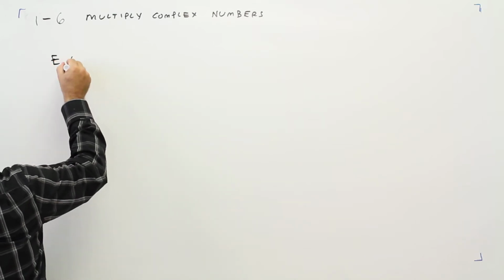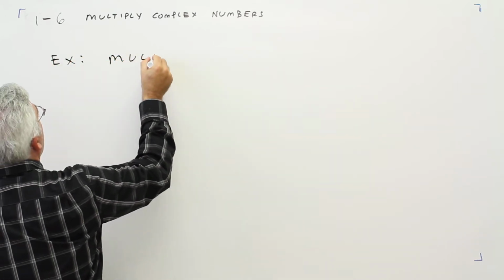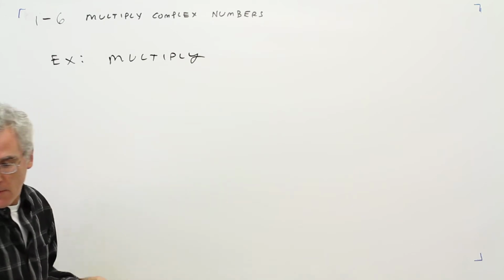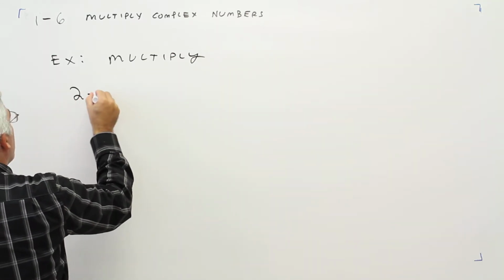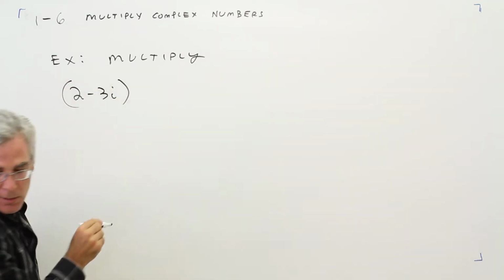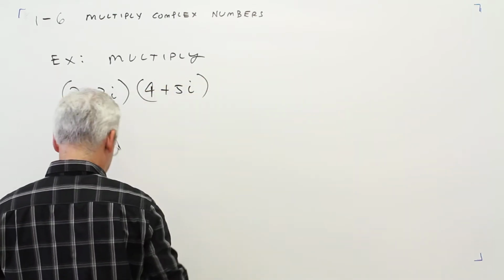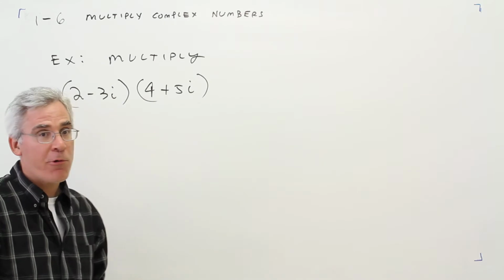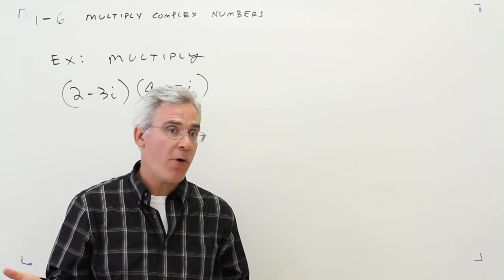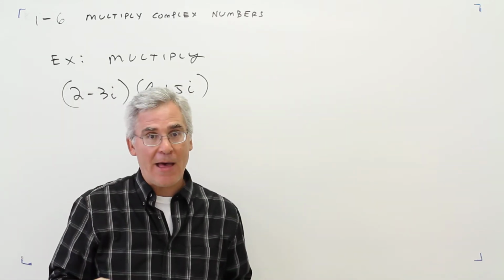All right, so example. Multiply 2 minus 3i times 4 plus 5i. And all we're going to do is use FOIL and combine like terms.